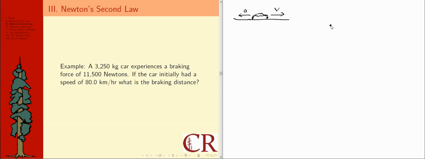So that's kind of my strategy here. I'm going to draw a system point for this car, and we can recognize this car definitely has gravity acting on it. It has a normal force acting on it, although I don't know if I'm all that interested in those. And it's going to have a braking force, and that's the one that's given to us. That's why I'm not sure I'm interested in those other two, because if it's on a level surface, they just cancel each other out. But there's definitely a braking force, F sub B, and that force is 11,500 newtons. So F sub B is equal to 11,500 newtons. There it is.